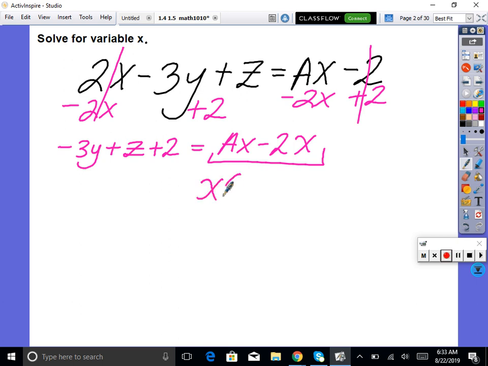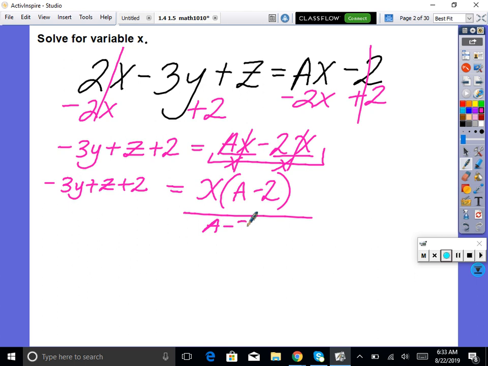Factor out an x, divide by x, divide by x. So then left would be a minus 2. And then we're at our last and final step. So now we would divide both sides by a minus 2.